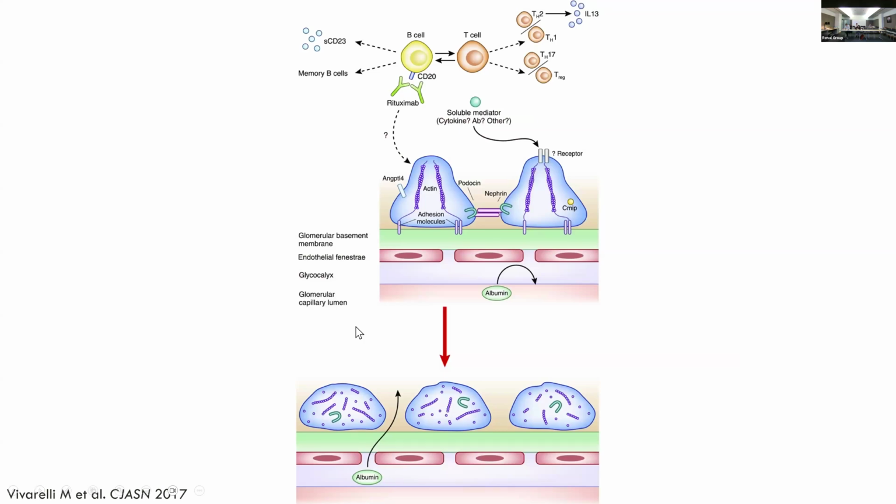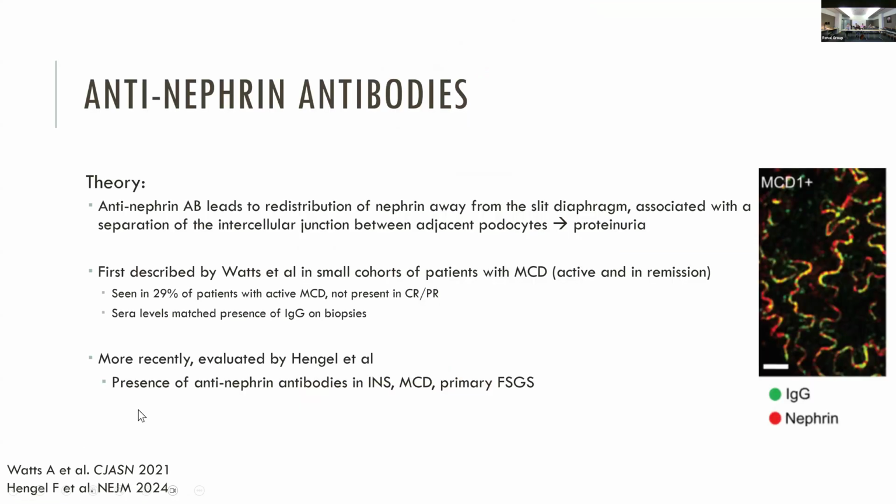So whenever you look at papers talking about minimal change or FSGS, you always see these pictures with a lot of question marks, like maybe something's acting on the actin, or maybe something's acting on nephrin, or perhaps it's a soluble factor. Because it really seems like there's some soluble factor, right? Like we transplant FSGS patients and then it immediately recurs, but we can't figure out what the soluble factor is.